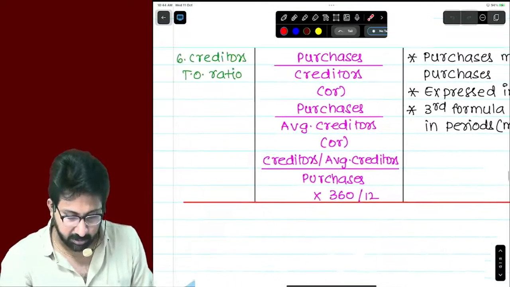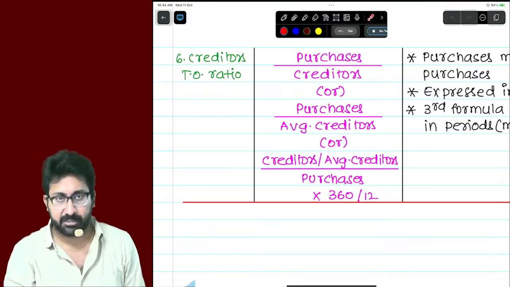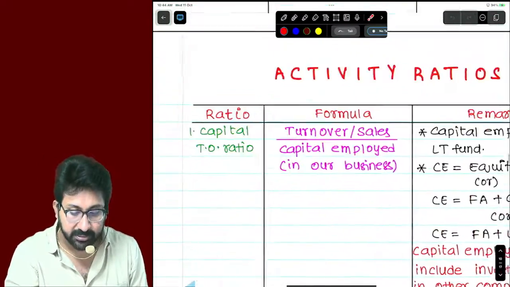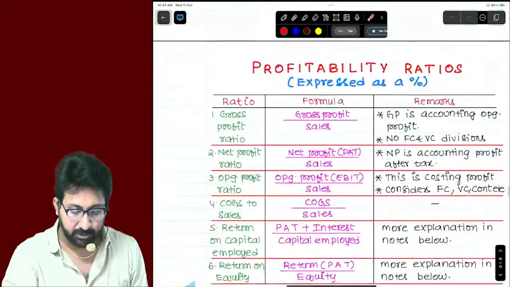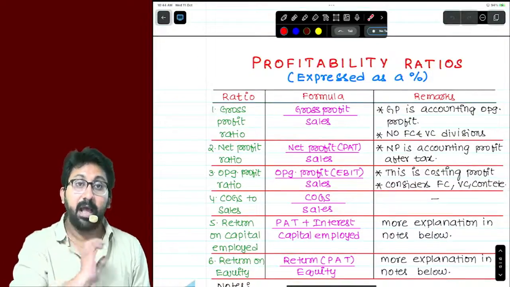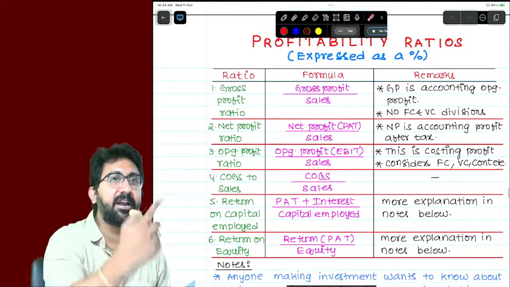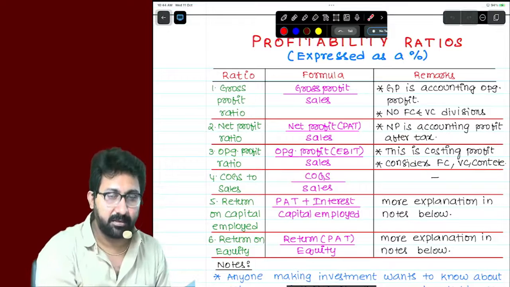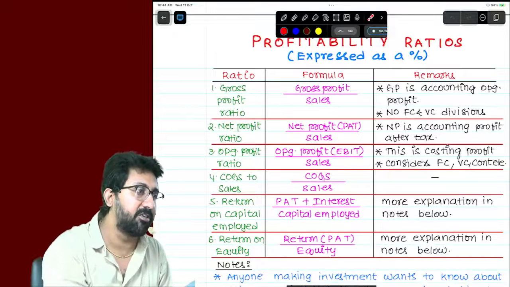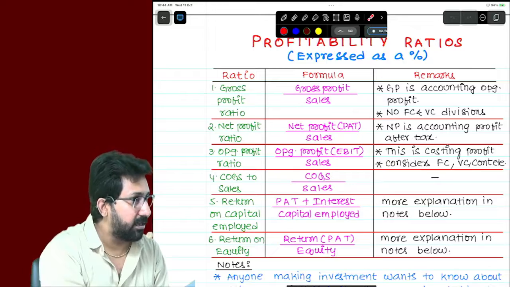Listening? So the same even in the case of creditors. So these are all which ratios? Activity ratios. Next one. What is the next one? This you should tell. Sales generate profit. Profit generate sales. So now who is the influencer? So sales should come on the denominator.